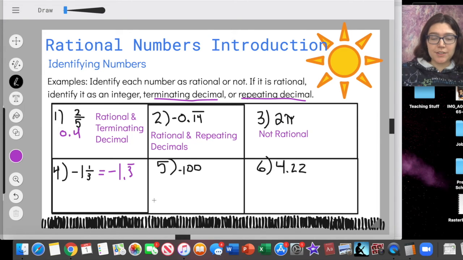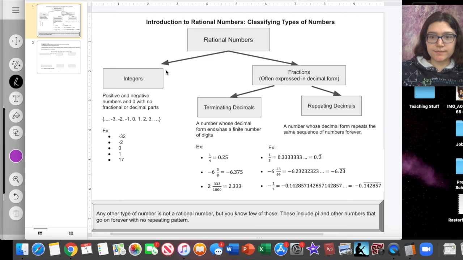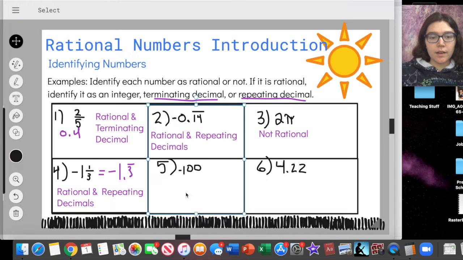Then from there, is this a rational number? And if so, is it a repeating decimal, a terminating decimal, or an integer? I'm going to have you try. Take a look here if you need to. Okay, so we should have gotten rational and a repeating decimal. It is a rational number. It goes on forever, but there's a repeating pattern. That 3 repeats forever, so that makes it a repeating decimal.